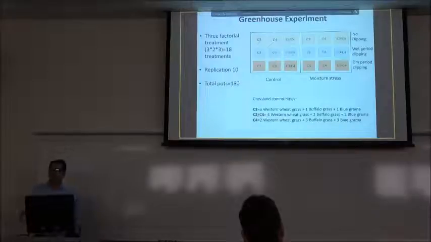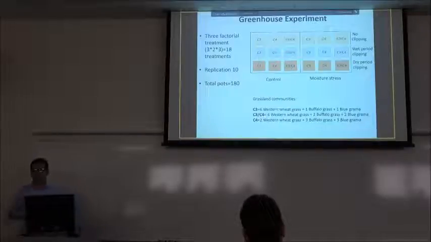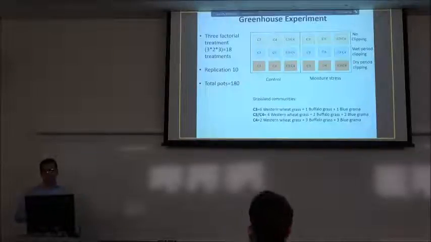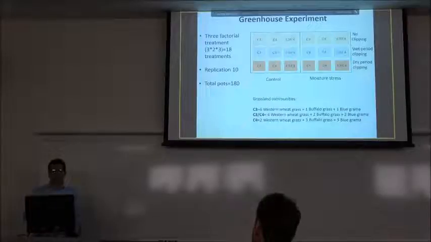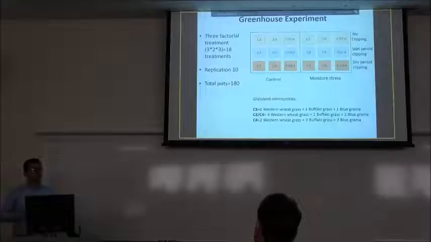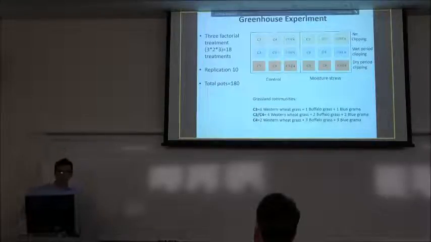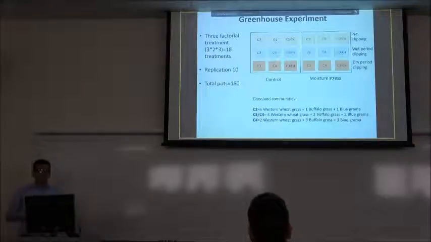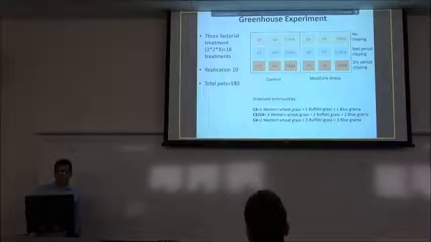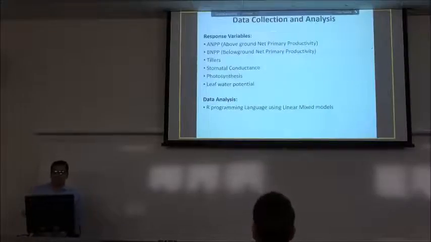The third factor will be clipping, which will simulate grazing. The first treatment will be no clipping. Similarly, to simulate wet period grazing, we will be doing the wet period clipping 5 days after water application. And to simulate dry period clipping, we will be doing the clipping 10 days after water application. So altogether, there will be 18 treatments which will be replicated 10 times, and so the total number of pots we will be using is 180.